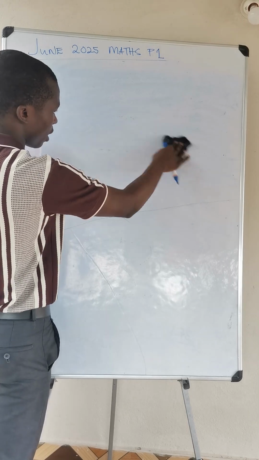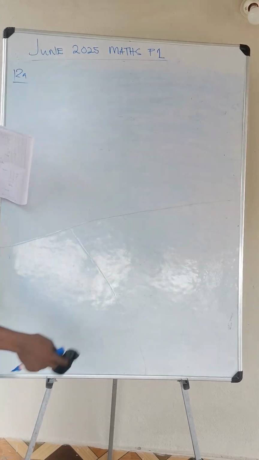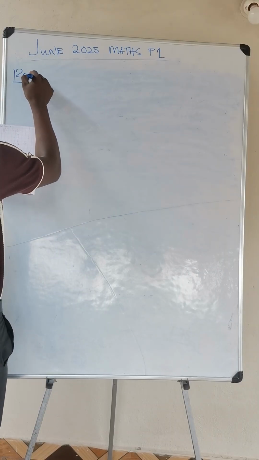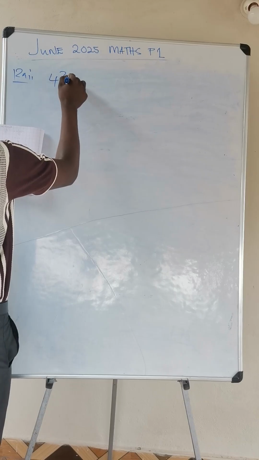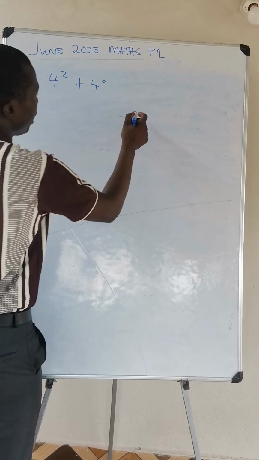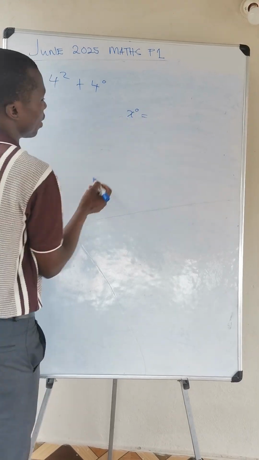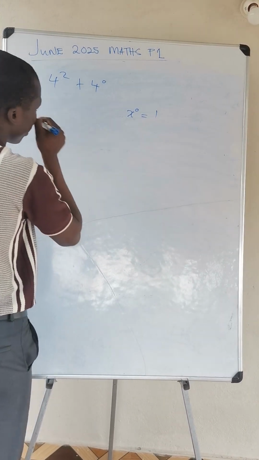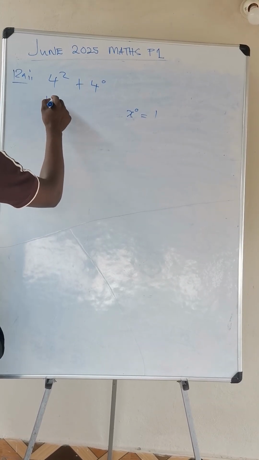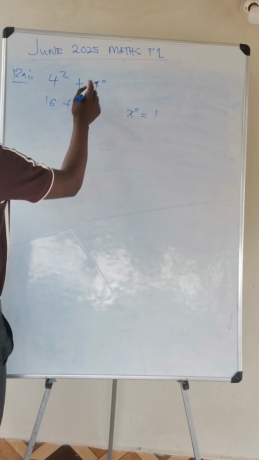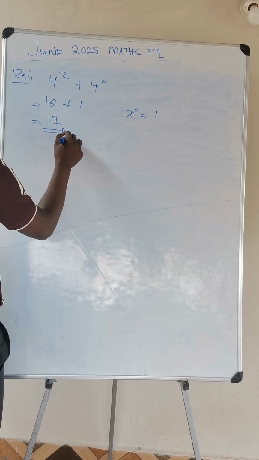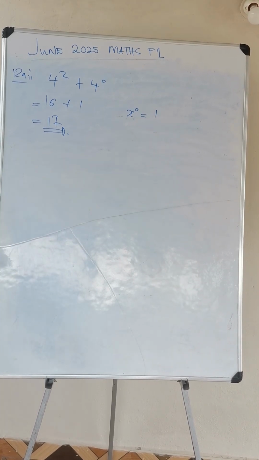If I'm moving too fast, you're gonna tell me in the comment section so that I will reduce speed in the next video. Okay, so A part 2 is 4 squared plus 4 to the power 0. Any number raised to the power 0 is 1. So 4 squared is the same as 4 times 4. It gives us 16 plus 4 to the power 0 is 1. So our answer becomes 17. So this will be our final answer.